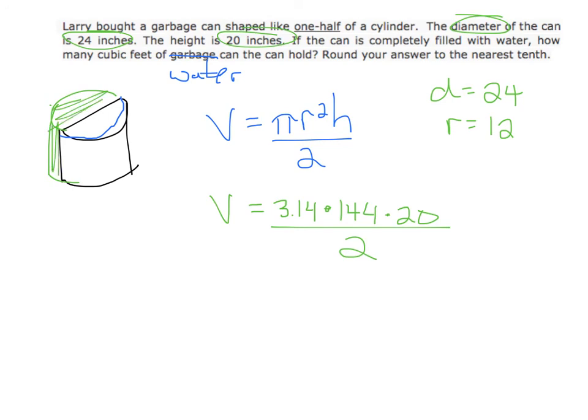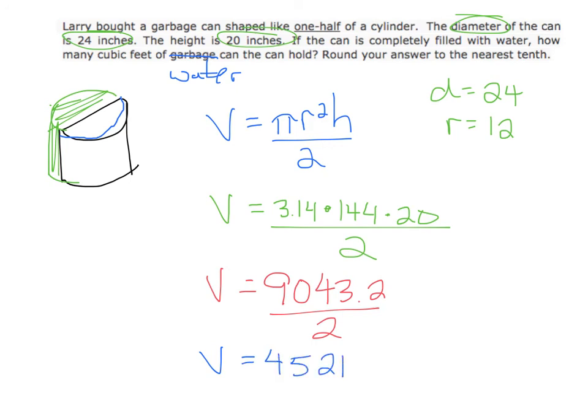So now we're just going to simply multiply. 3.14 times 144 times 20 comes out to 9043.2. And again, you are allowed to use your calculator. Then we'll divide that by 2 because we only want half of the can. That's 4,521.6 inches cubed.